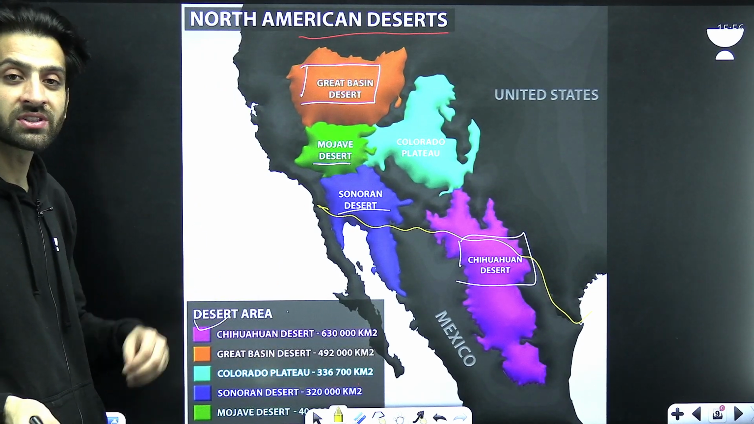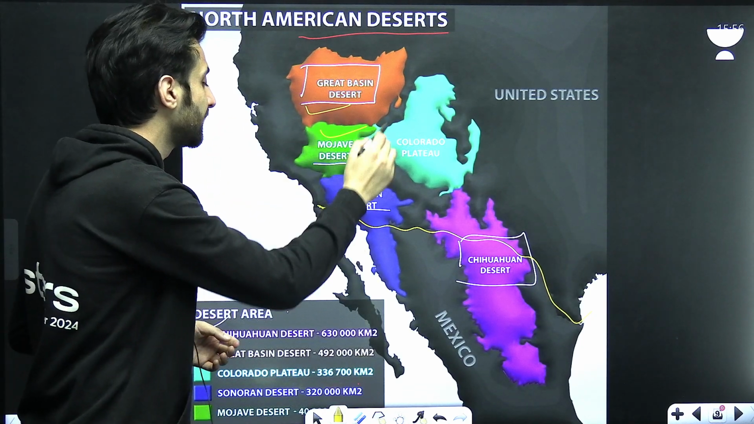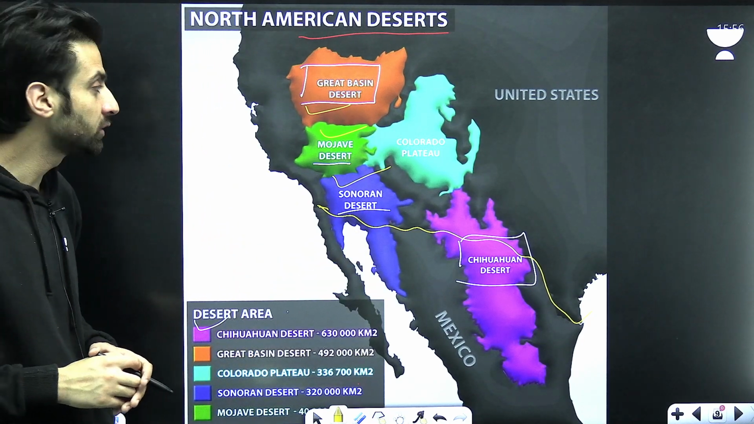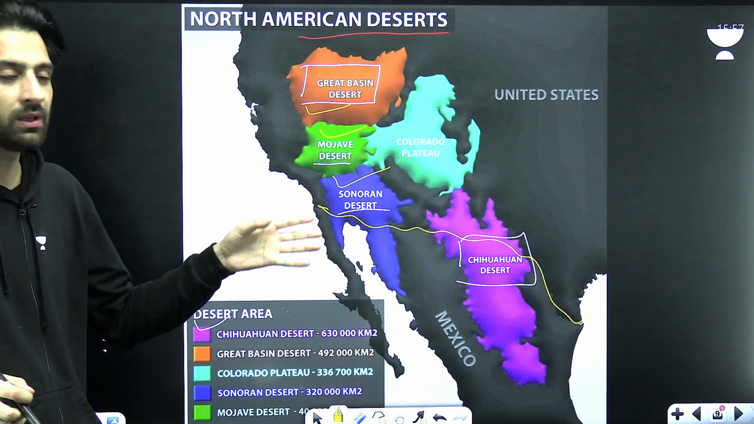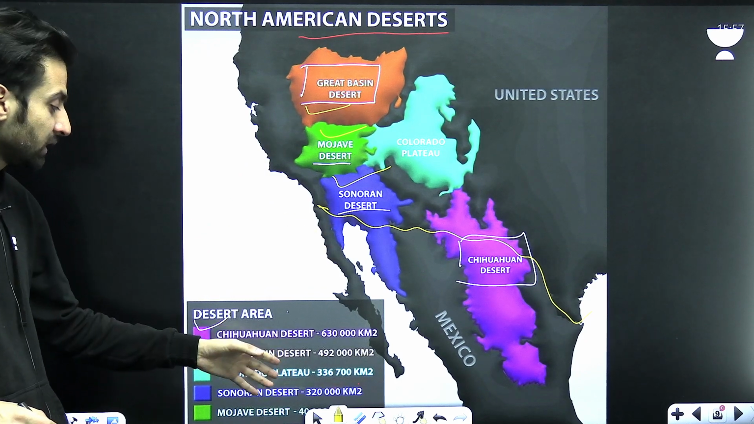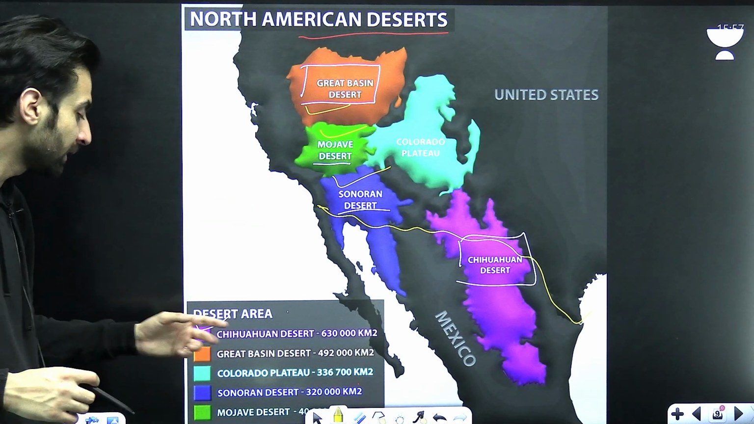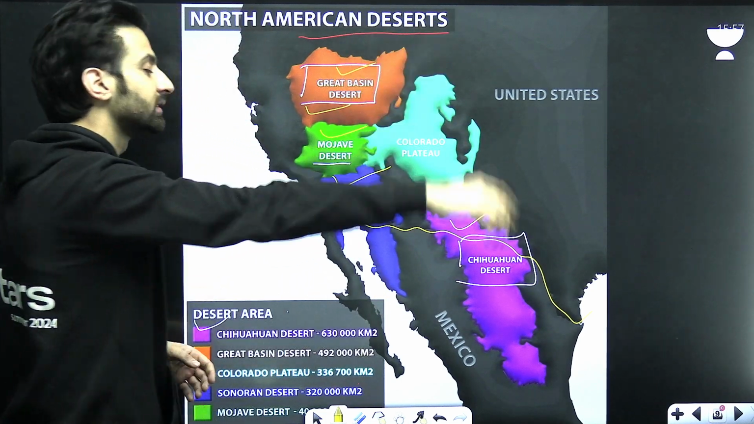Then you have some of the deserts that are exclusively in the United States. You will have Great Basin Desert, then you have Mojave Desert and Sonoran Desert as well. These are some of the deserts that you need to remember. You can take a screenshot of this as well if you want. These are all just the 4 of them, and this is the area of the deserts, with Chihuahua Desert being the largest desert, followed by Great Basin Desert. So this desert is the largest, followed by this desert.